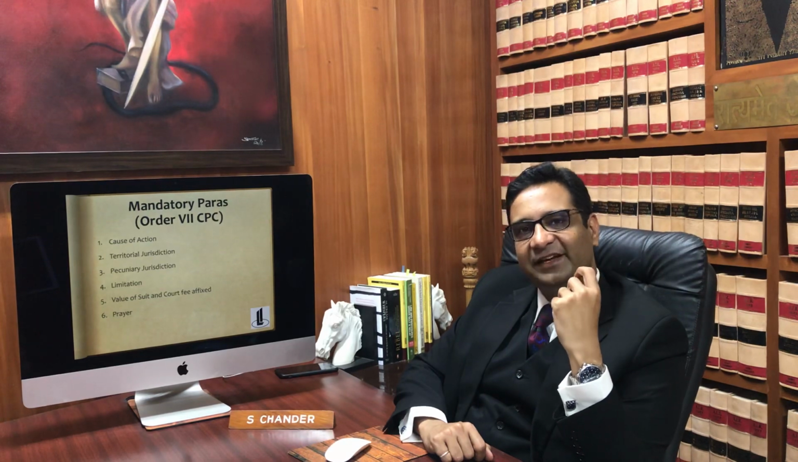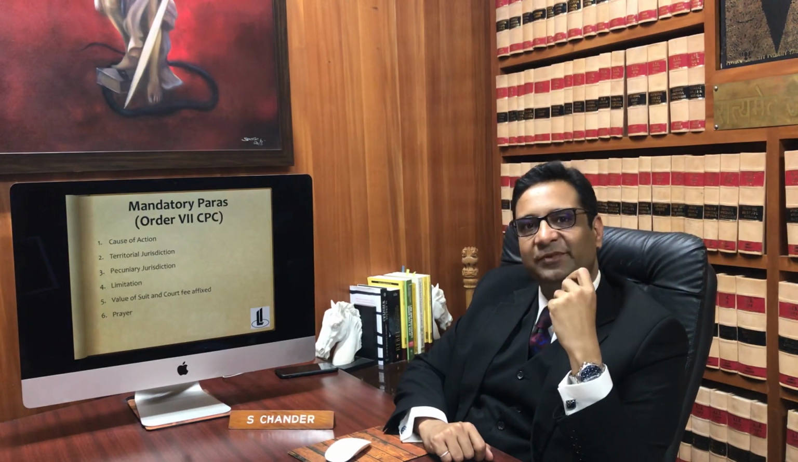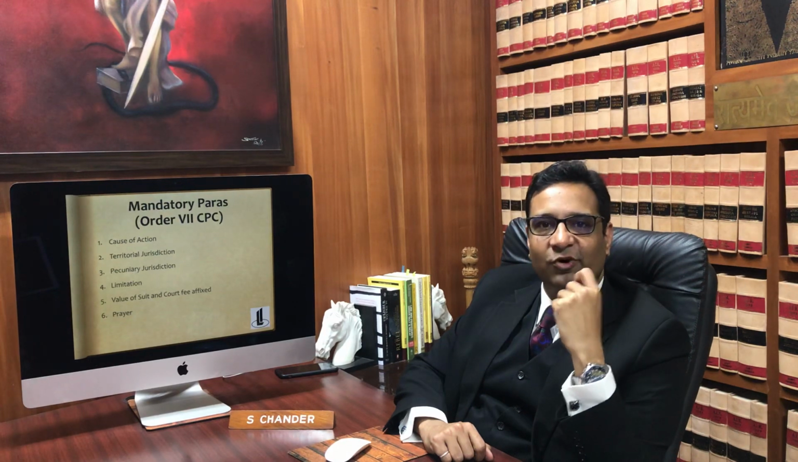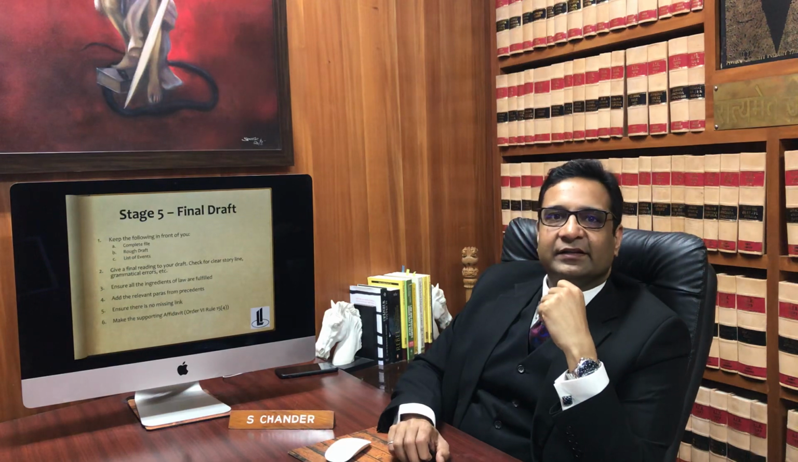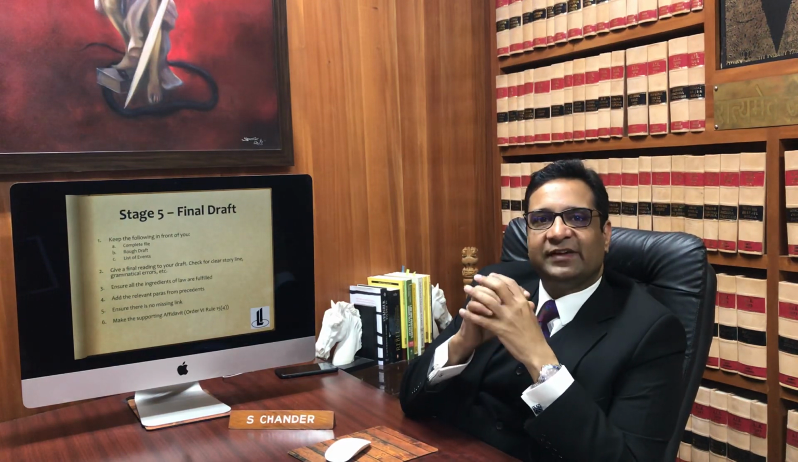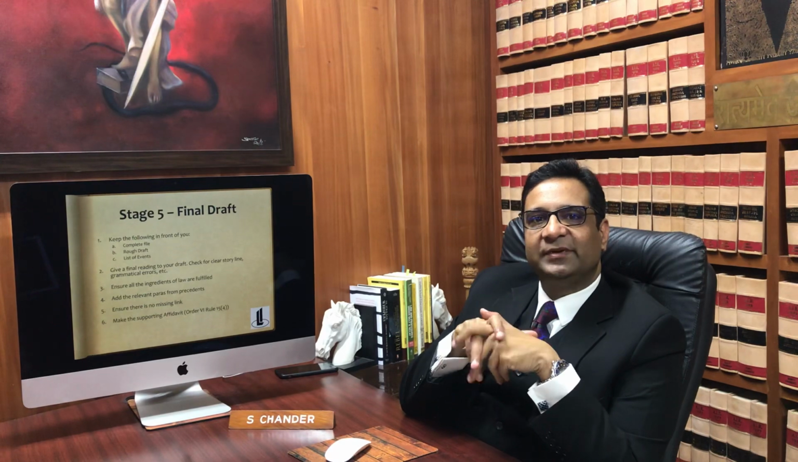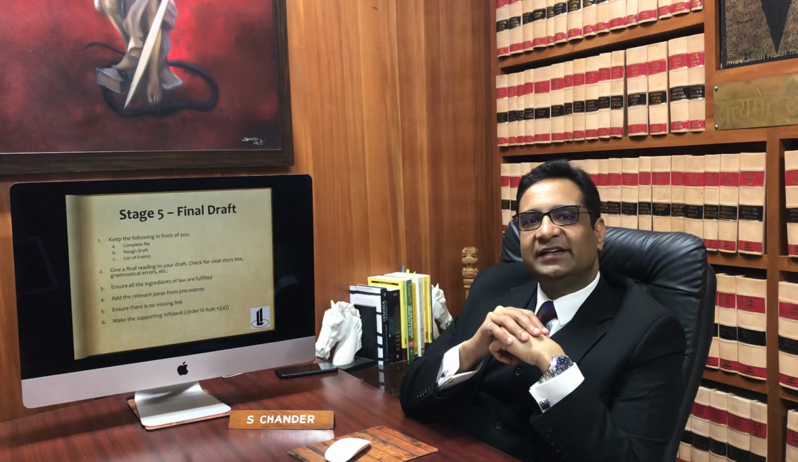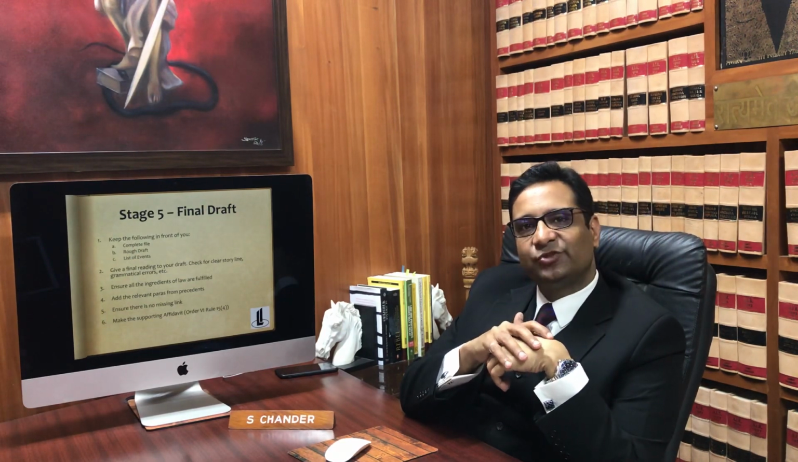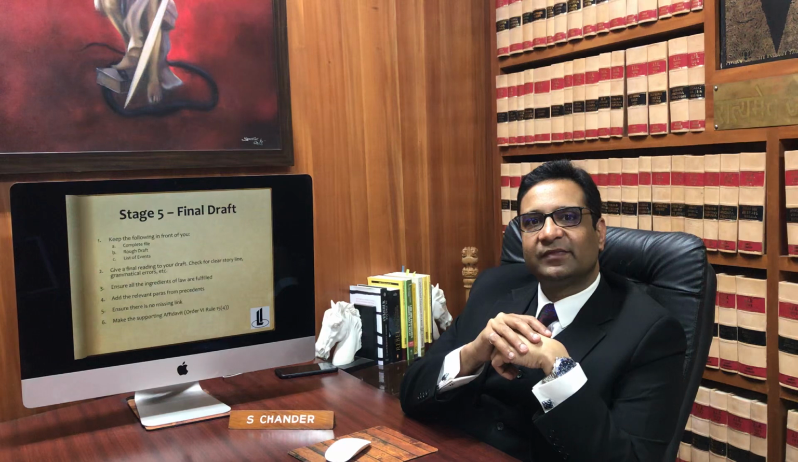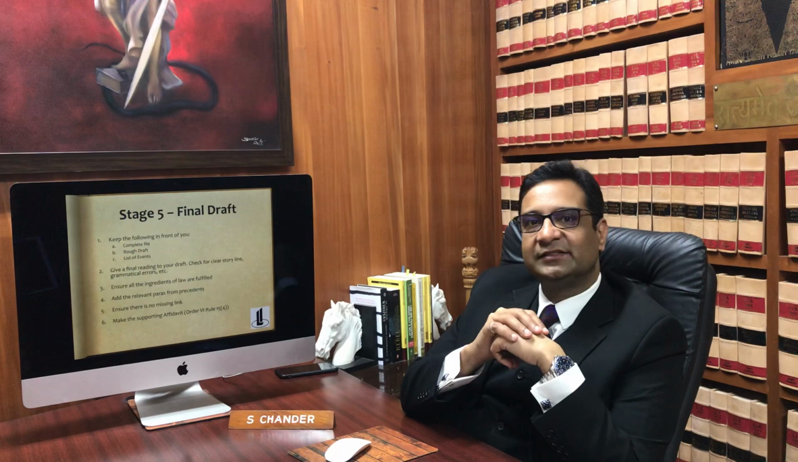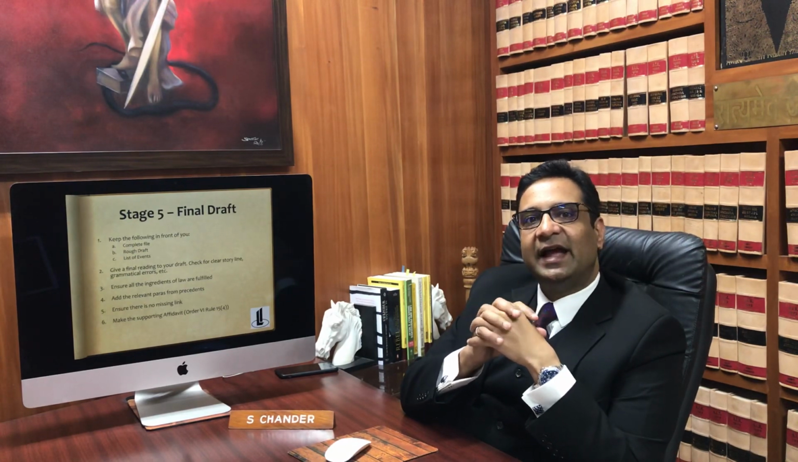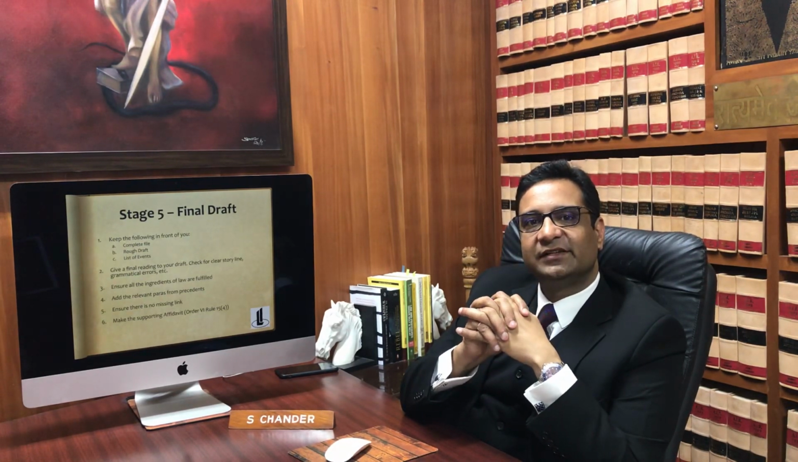So you should be very, very clear from the time of drafting of the plaint what your prayer is, what you want to seek in the case which you're filing. Then comes the final stage, which is stage 5. Now you have your complete file, you have your rough draft and your list of dates and events. Give a final reading to your draft. Check for a clear storyline and grammatical errors. Ensure that all ingredients of law are fulfilled, which were those mandatory paras under Order 7, which I just explained. Add the relevant paras from the precedents.